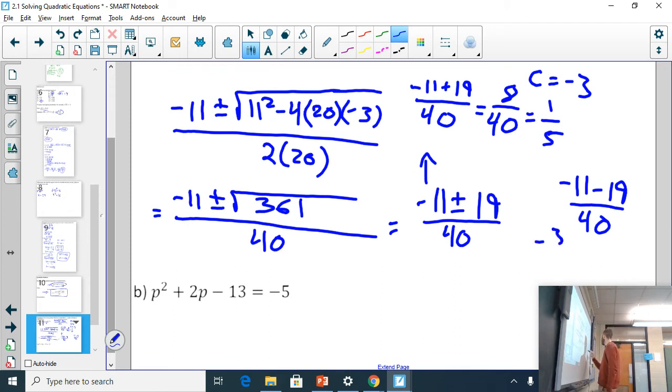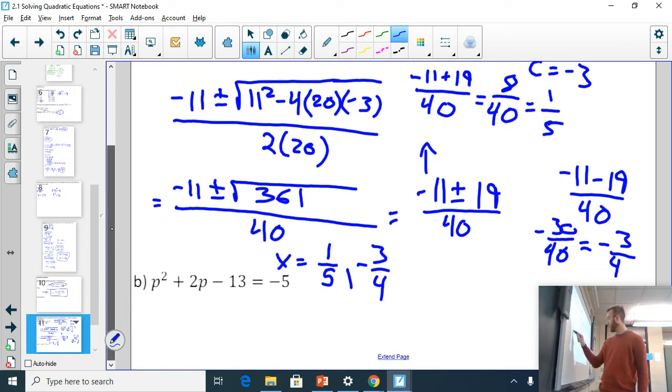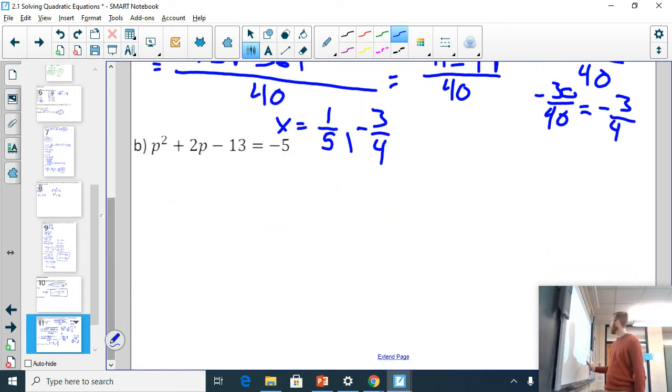So this will be negative 30 over 40, which will simplify to negative 3/4. So our two answers are 1/5 and negative 3/4. That's two answers for x, right? And now here, I think this one might be a little simpler.